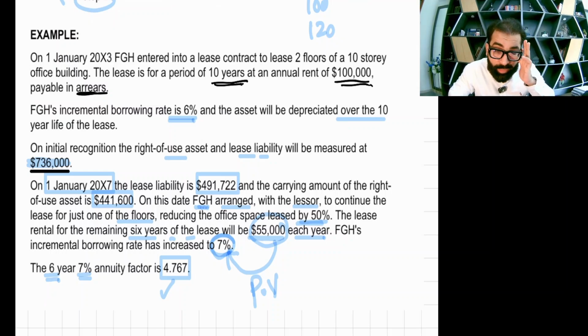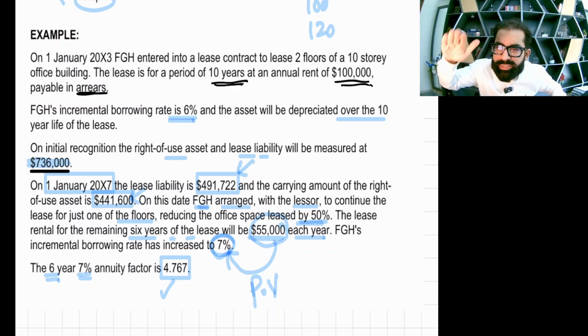Now first thing, be active. On 1st January X7, just 1 hour before the modification, this was your total lease liability and this is your total ROU. But suddenly, because of the change in contract, everything goes half. Okay, so lease liability just went down by half, ROU went down by half. So let's make this entry and the difference will go in the P&L. First thing, this is the first step.